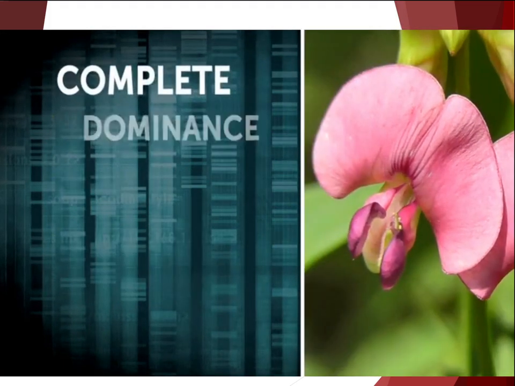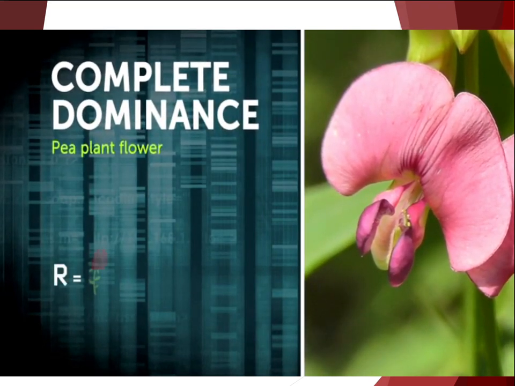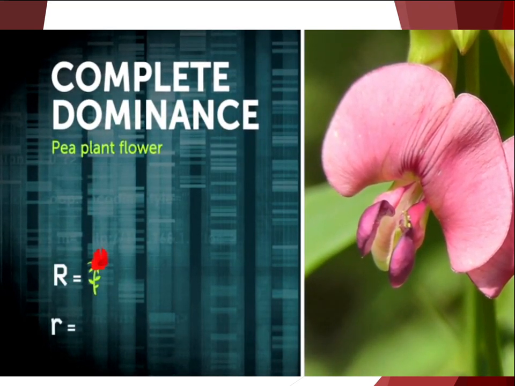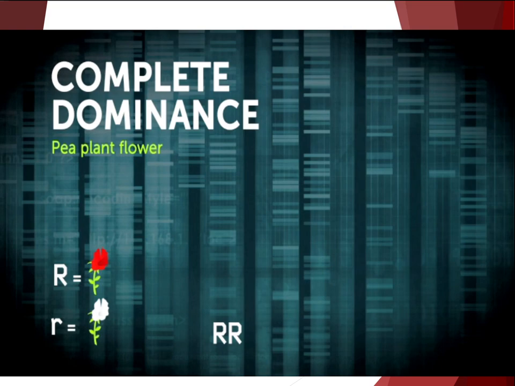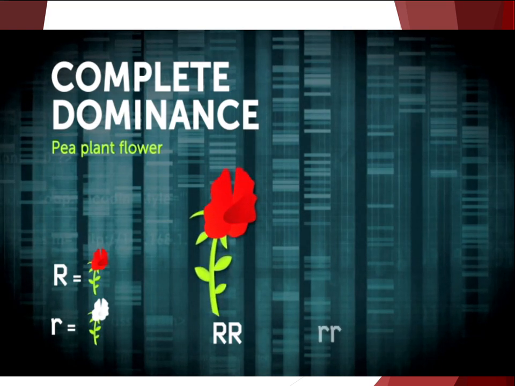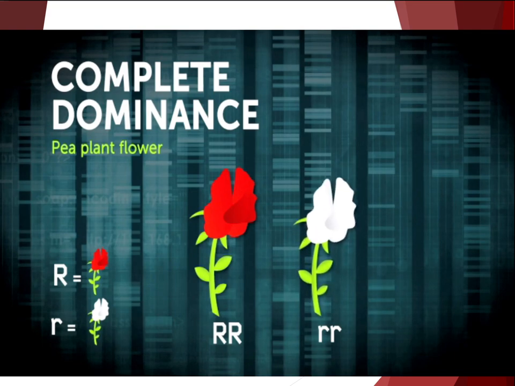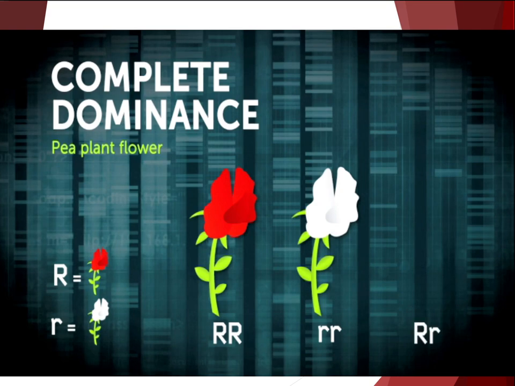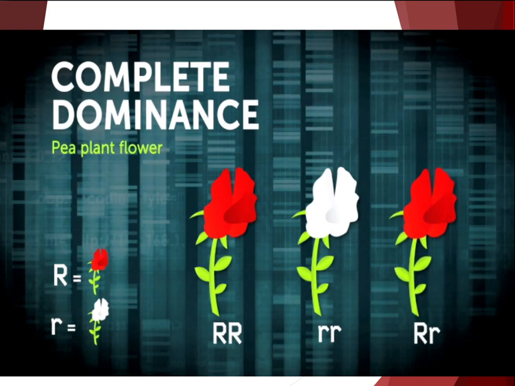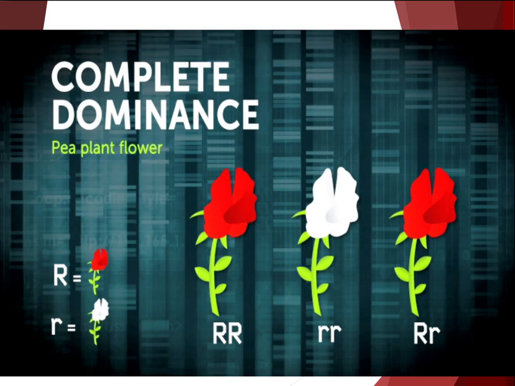Let's say a flower has a dominant allele, R, which produces a red color, and a recessive allele, r, which produces a white color. Flowers that have the RR allele combination will produce red flowers, and flowers with the rr combination produce white flowers. However, flowers that have the heterozygous allele combination Rr will produce red flowers, because R, or red, is dominant to r, or white.